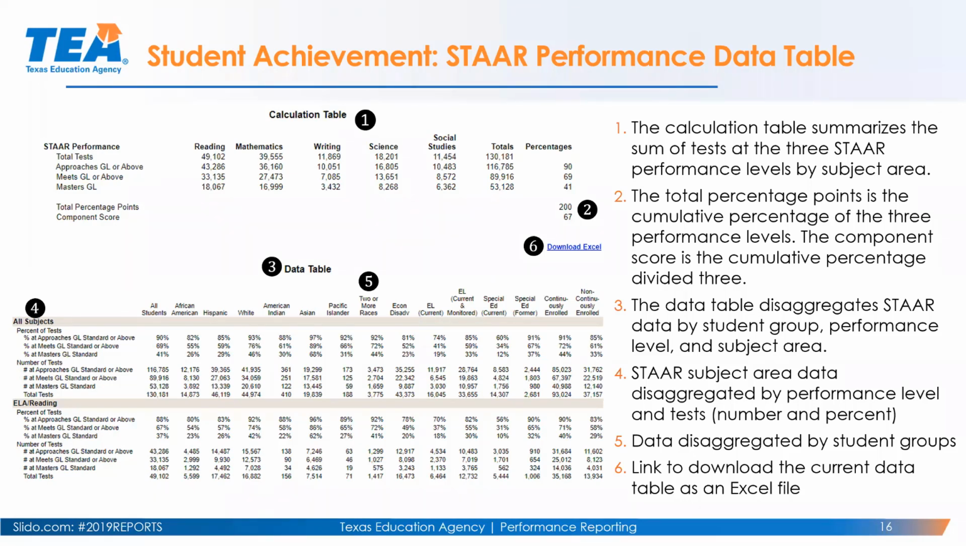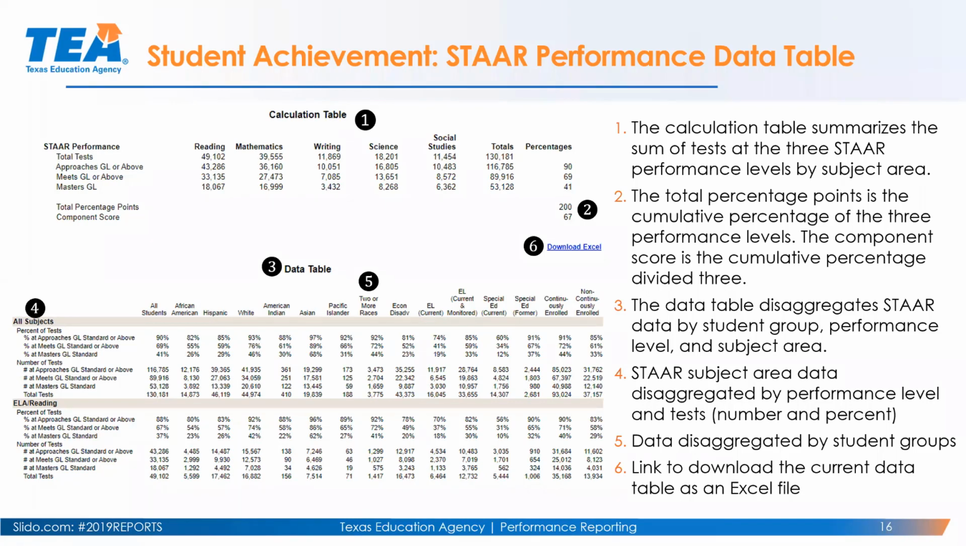At the very top of the STAAR performance data table, you will see the calculation table, which summarizes the sum of tests at the 3 STAAR performance levels by subject. So the top part is a summary of section 3, the actual data table, which includes the numerator and denominator of STAAR performance to get the percentages. This top part just shows me a summary of those data tables.